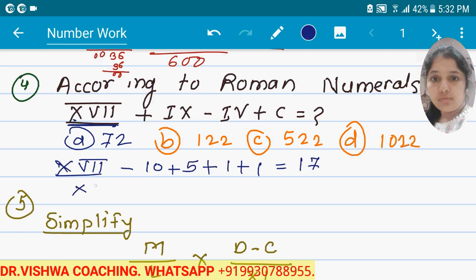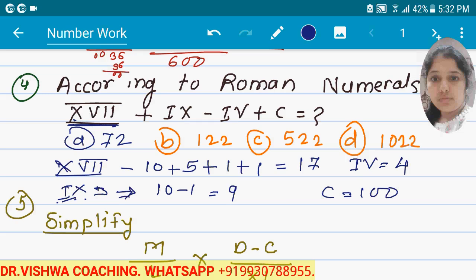Now IX means, now see, the smaller number I is at the left side of the X, which means you have to subtract 1 from the 10. So the number is 9. Now what is meant by IV? IV represents 4. You all know, because you know the Roman numbers up to 10 or 20. And C means 100.